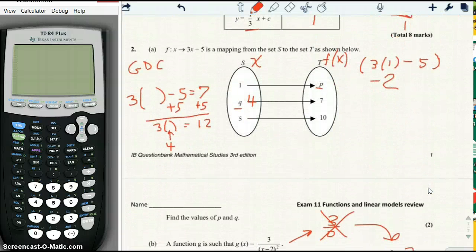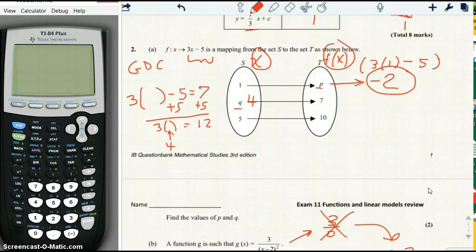Number 2 asks you to make a mapping diagram like we did on the first problem set worksheet. So we've got the input here on the left and the output here on the right. The equation we're going to use is 3x minus 5. We take 1 and put it into 3x minus 5, which is 3 times 1 minus 5, and that is equal to -2. So p would be -2. Right? P is unknown here.